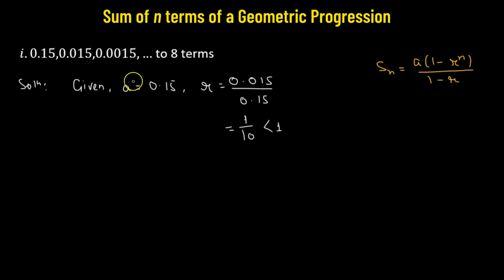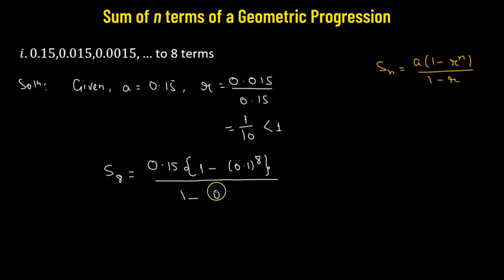Fine. Now the sum up to the 8 terms will be equal to the first term, which is 0.15. This will get multiplied by 1 minus r. So r is 0.1 raised to the power of 8 divided by 1 minus 1 over 10. So that's 0.1, which will be equal to 0.15. So 1 minus 0.1 will be 0.9 multiplied by 1 minus, so this is going to be equal to, let's keep it as 0.1 raised to the power of 8.